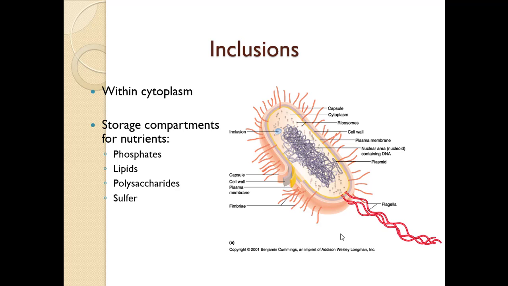Inclusions are within the cytoplasm. They are storage components for nutrients like phosphates, lipids, polysaccharides, and sulfur. I'm not sure what the analogous portion in our bodies would be.